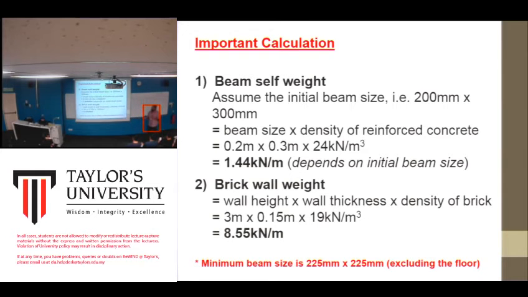Okay. How to calculate the wall weight? So the wall height, you need to times the thickness of the wall and also the density of the bricks. Because the wall is made out of bricks. It depends on what type of wall. If it is a concrete wall, you need to get the density of concrete. If brick, the value will be different. Here, self weight of the beam is 1.44 kilonewton per meter, and brick wall weight is 8.55 kilonewton per meter.